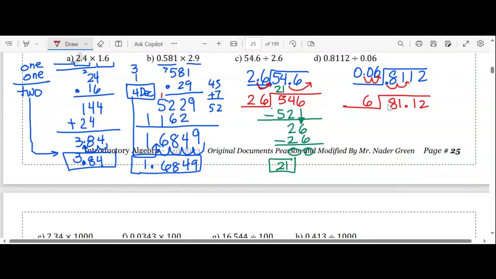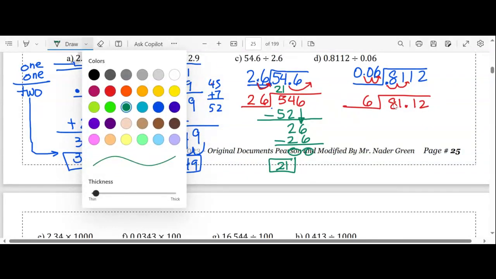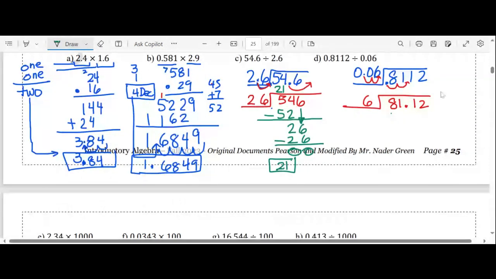Now the first question here. 6 goes into 8? Yes, one time. 6 goes into 8. Divide 8 by 6. What do you get? 1. So you put 1 here. 1 times 6? 6. And then you subtract. What are you going to get? 2. And then you do what? You bring the 1 here. 21 divided by 6? 3. You put 3 here. 3 times 6? 18. And you subtract. What do you get? 3.